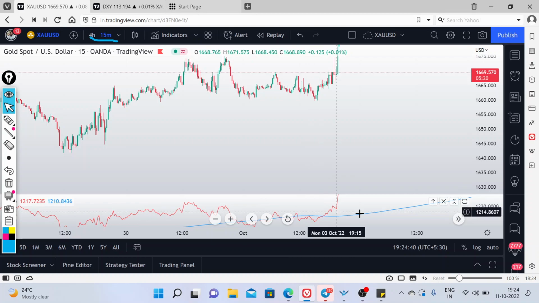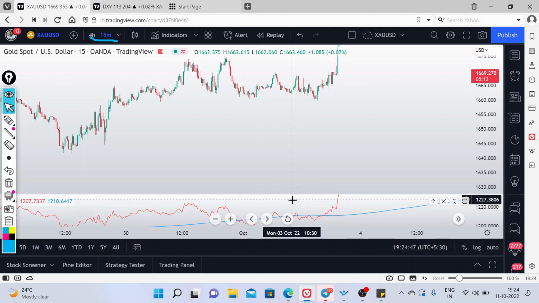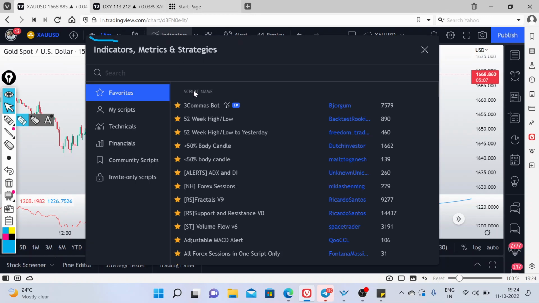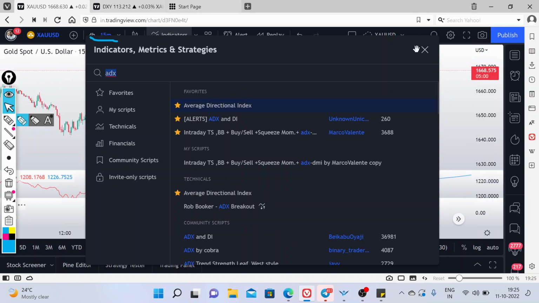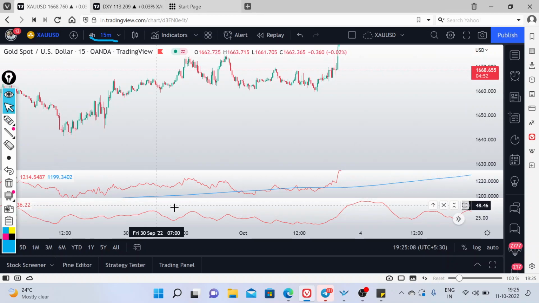Now, if you get this type of frequent entry, to avoid this, let me show you what you have to do. You have to put another indicator, and this is our ADX, the average directional index. Just click on that, and now we have two indicators on our chart. The first one is our ratio, and the second one is this ADX.